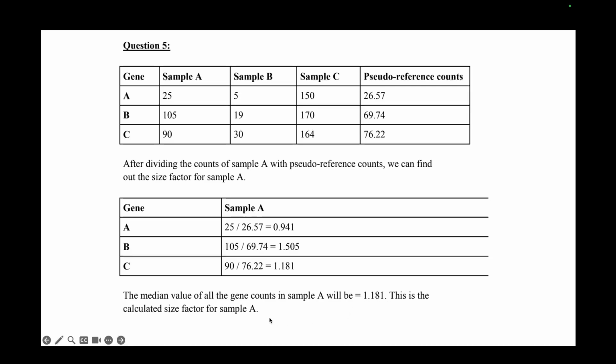So for calculation of size factor, first you need to find the pseudo reference counts. You divide all the gene count values by the pseudo reference counts for that particular gene, and then you take the median value of that. So in this case, it's 1.181, which is the size factor. The calculations might seem a little difficult, but these are actually pretty simple. You just need to do some small calculations. That's all.